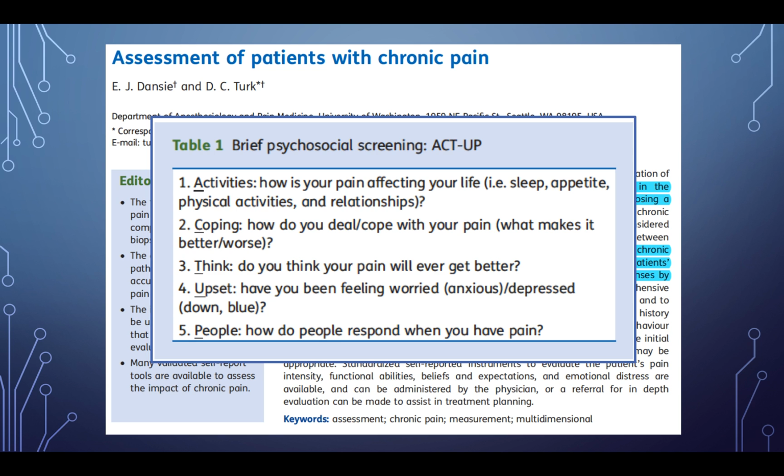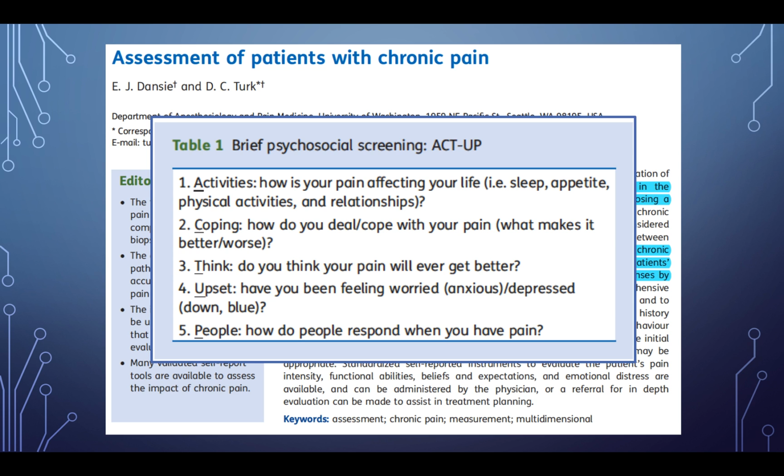So this is a brief psychosocial screening tool. It's called ACT UP. The A is activities. How is your pain affecting your life? You could talk about some activities of daily living here: sleep, appetite, physical activities, relationships.